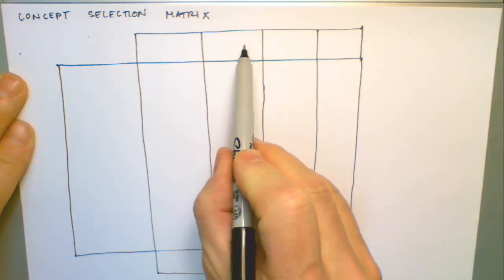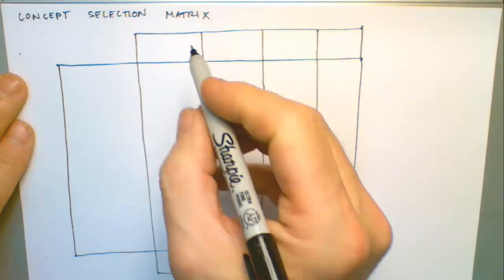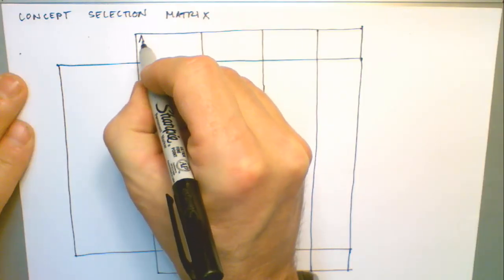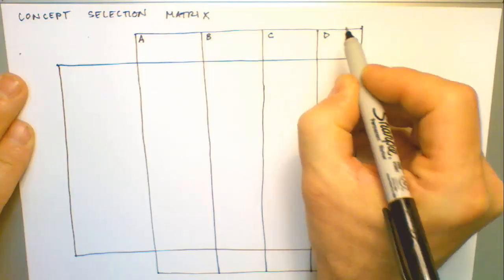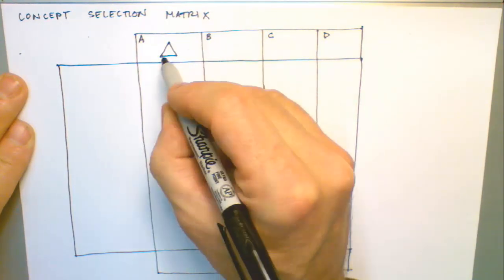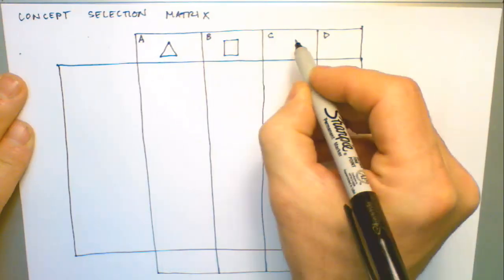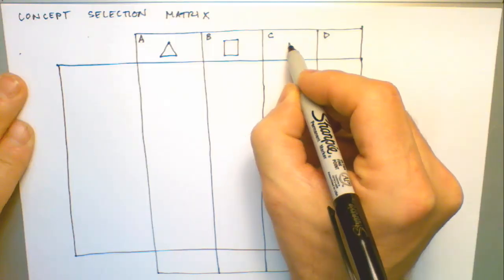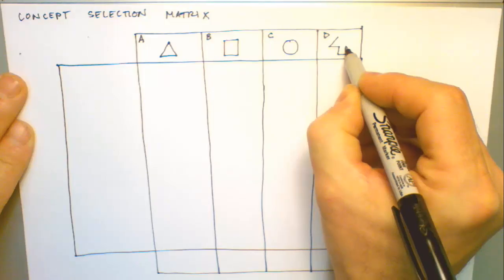The columns of the matrix are the concepts that we're evaluating. So for instance, we might call these A, B, C, and D. It's sometimes nice to draw a little sketch or to put the textual description of the concept at the head of each column.